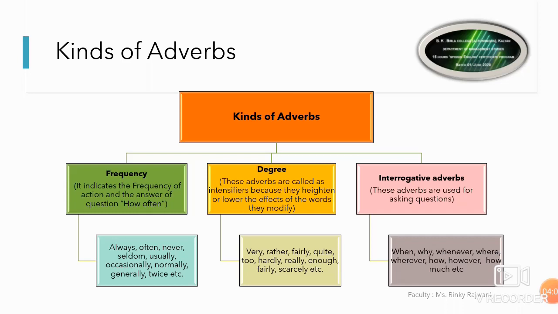Let's see the second kind of adverb. The second kind of adverb is degree. These adverbs are called intensifiers because they heighten or lower the effects of the words they modify. Degree, that is intensifier. Why intensifier? Because such kinds of adverbs will either heighten or lower the effects of the words.